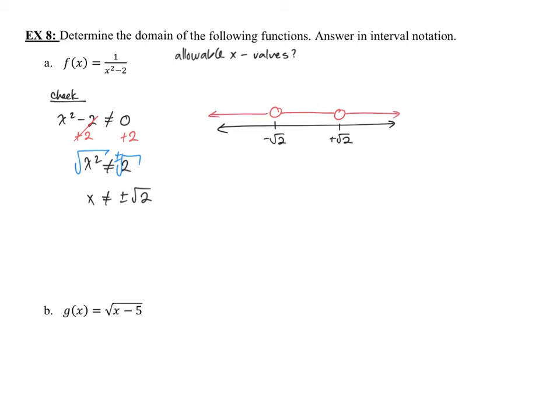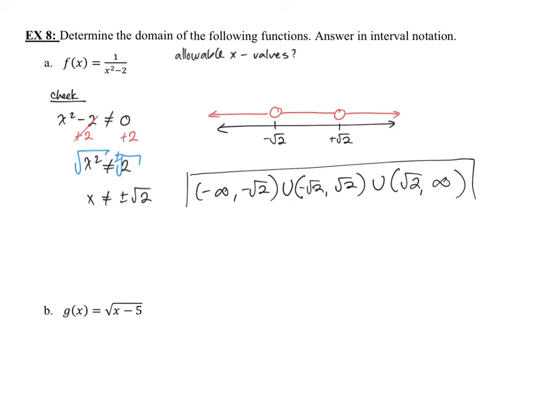Translating this into interval notation, starting at negative infinity, we go up to negative root 2. We can't include it. Now we union to start again at this inside area, that's negative root 2 up until root 2. Take out positive root 2. Then we continue again after root 2 on to positive infinity. Whew, that's a big one. And that's our answer in interval notation for the domain.